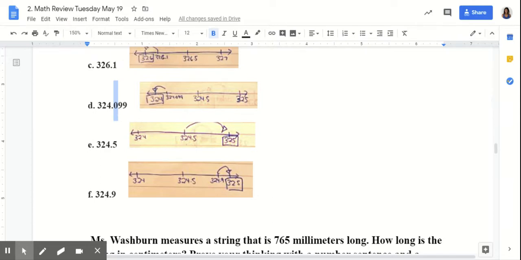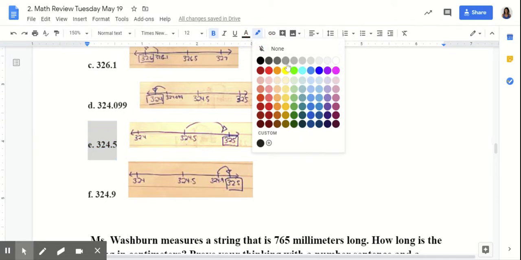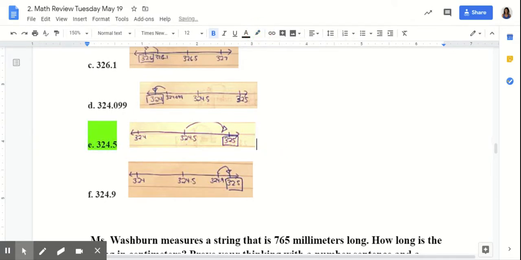All right, let's get into E. So we have 324 and 5 tenths. Now, we should already know that this is going to be our midpoint between 324 and 325. We should also know that when we are rounding, it needs to be midpoint or higher in order to round up, and anything below the midpoint will be rounding down. So since this is the midpoint, it will be rounding up to 325. So E is correct. Let's go ahead and light that up.